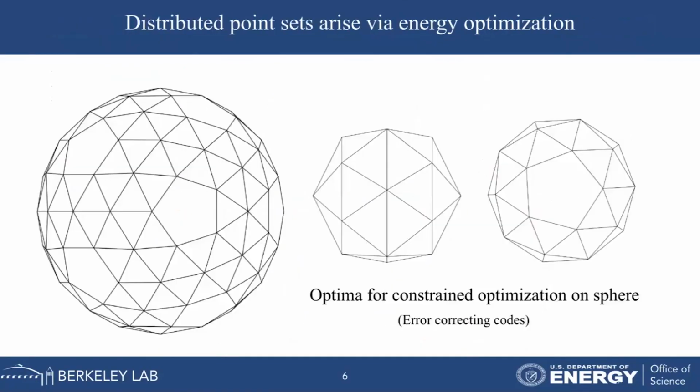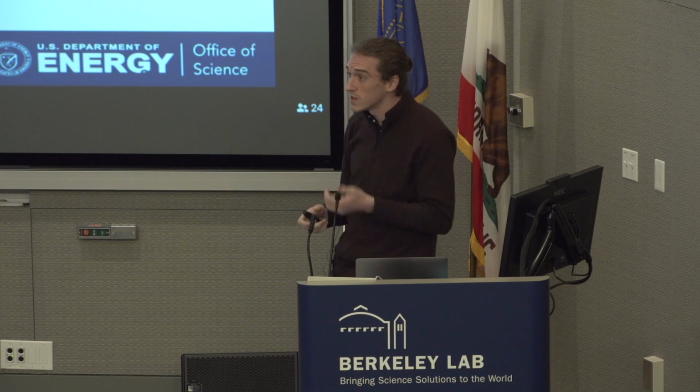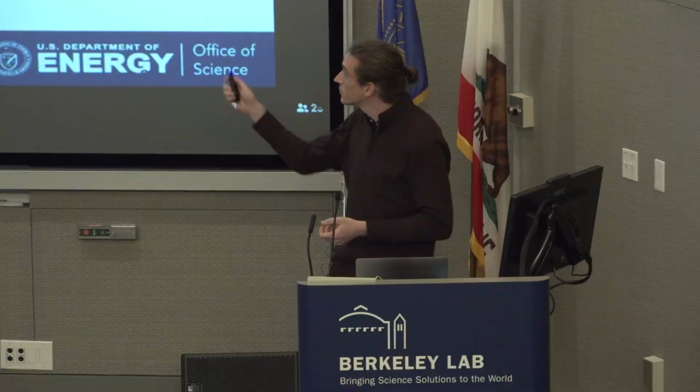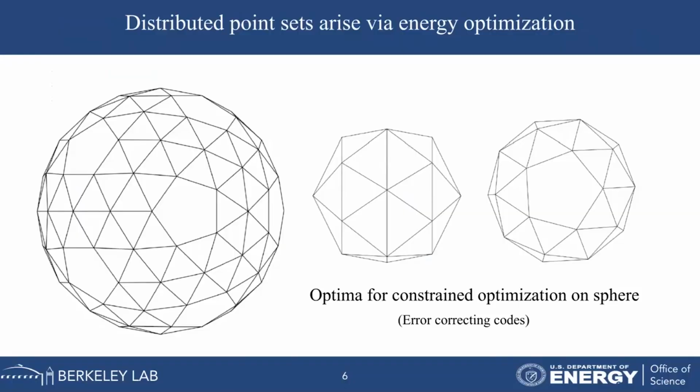Okay, so for the rest of the talk, I'm going to focus on a very specific energy optimization problem, which corresponds to optimizing points on a sphere. And I'll talk a little bit about why these are interesting configurations to look at. You have a few examples here. Basically, the main idea is that these have applications in signal transmission. If you have these well-spread point sets, which you can obtain by minimizing energy, then they have nice statistical properties.